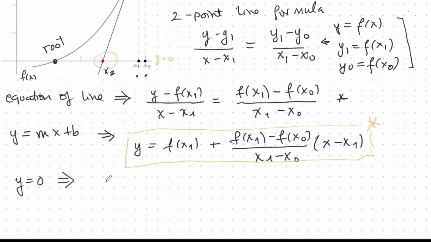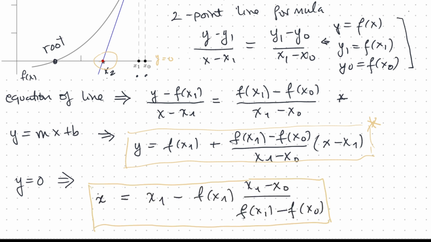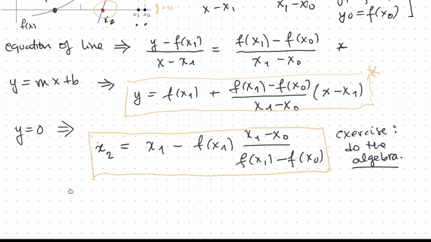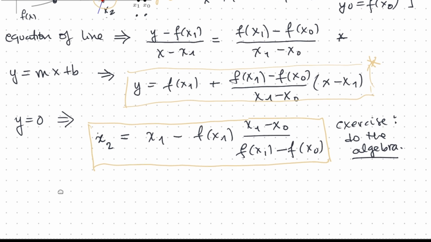A bit of algebra, and I'm going to solve for x because I want to find x2 here. I want to find the x coordinate of the red dot. And there it is. I did a little bit of algebra and solved for x. As an exercise, do the algebra yourself. It's very easy and fun to do. Just to be consistent, let's call this now x2. So there we go. I have now a better approximation to the root, x2.